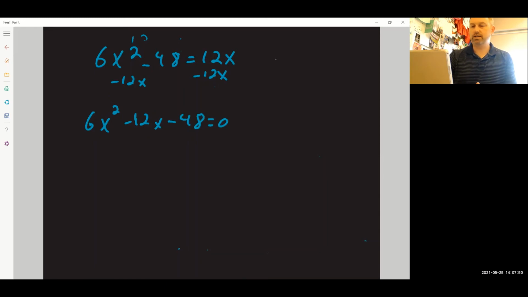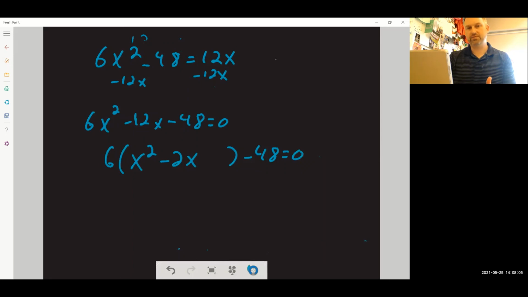Okay, so like I said, the leading coefficient is not 1, so whatever that is, that has to get factored out. So I'm going to factor 6 out. This gives me x squared minus 2x, leave the space, minus 48 equals 0. Half of -2 is -1, square it, I get 1.